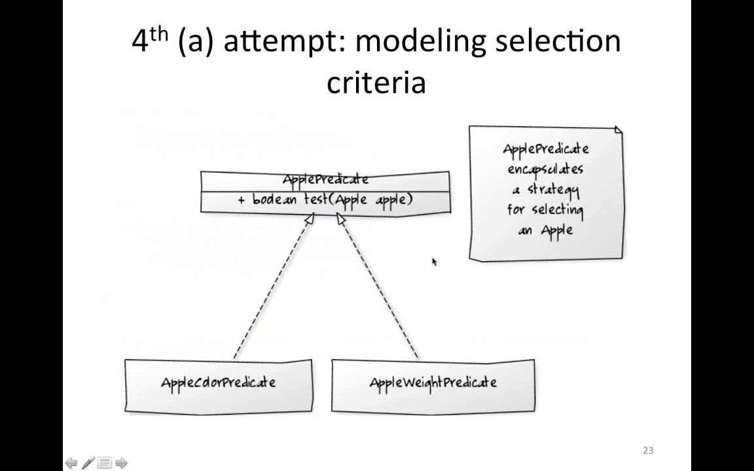And this pattern is sometimes called the strategy pattern as well. The strategy design pattern is all about figuring out how to abstract away an algorithm. And here the algorithm is very simple. It's just a selection algorithm. So in UML, this would look like this, right? We have this ApplePredicate interface, which models the algorithm, the selection process. And we've got multiple classes that are implementing this interface.